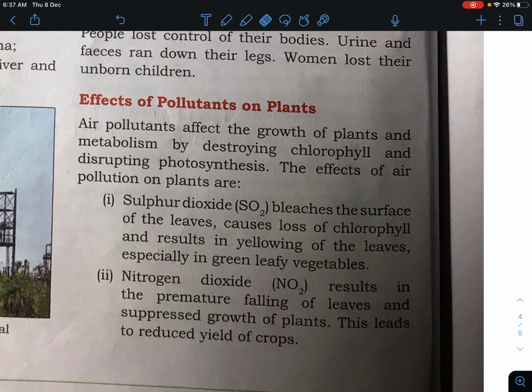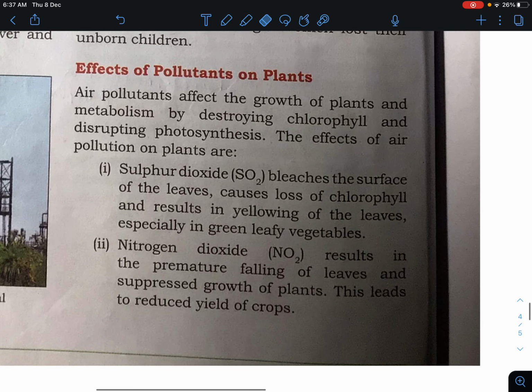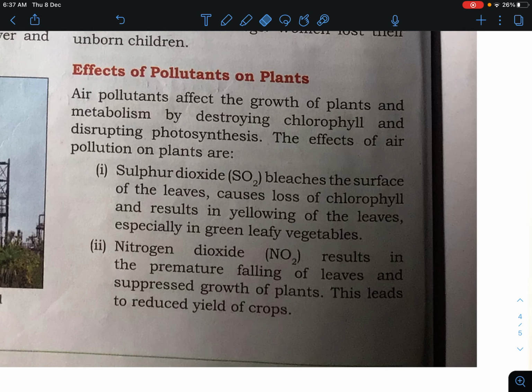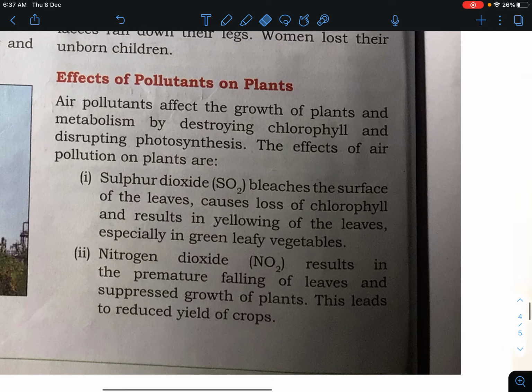Sulfur dioxide bleaches the surface of the leaves, causes the loss of chlorophyll and results in yellowing of the leaves, especially in green leafy vegetables. The second one is nitrogen dioxide. Nitrogen dioxide results in the premature falling of the leaves and suppressed growth of the plant, and this leads to a reduced crop yield. So first, sulfur dioxide causes loss of chlorophyll, resulting in yellowing of the leaves, and second, nitrogen dioxide results in the premature falling of the leaves.